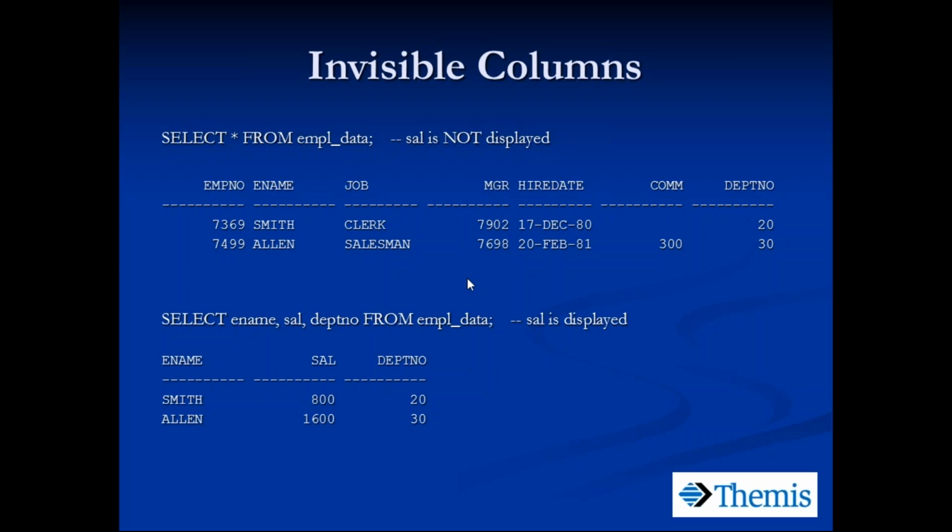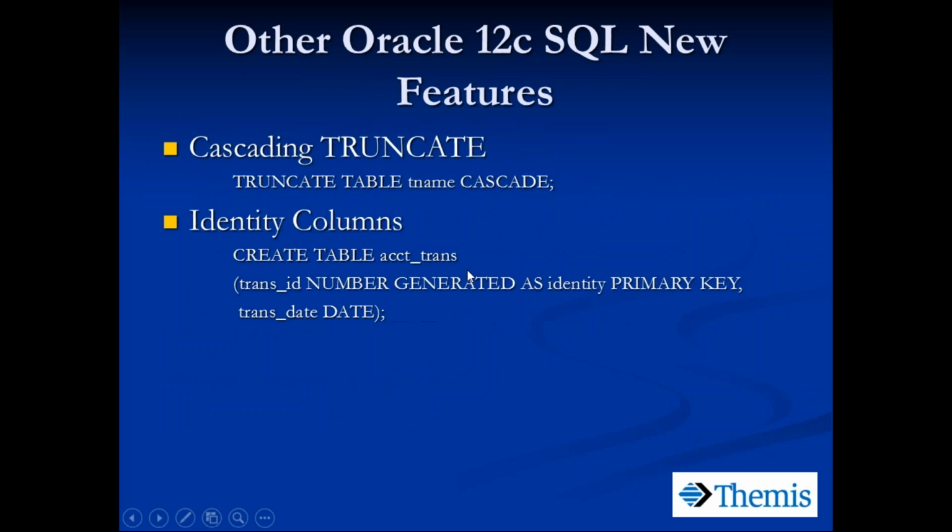All right, by the way, here are some other 12c new features in SQL. I'm not going to go through these today because that would make our number more than 5. But there's a cascading truncate statement. Now you can have the cascade option on there. And there are also identity columns that you can add as a definition to a table. And these are like your primary key columns.